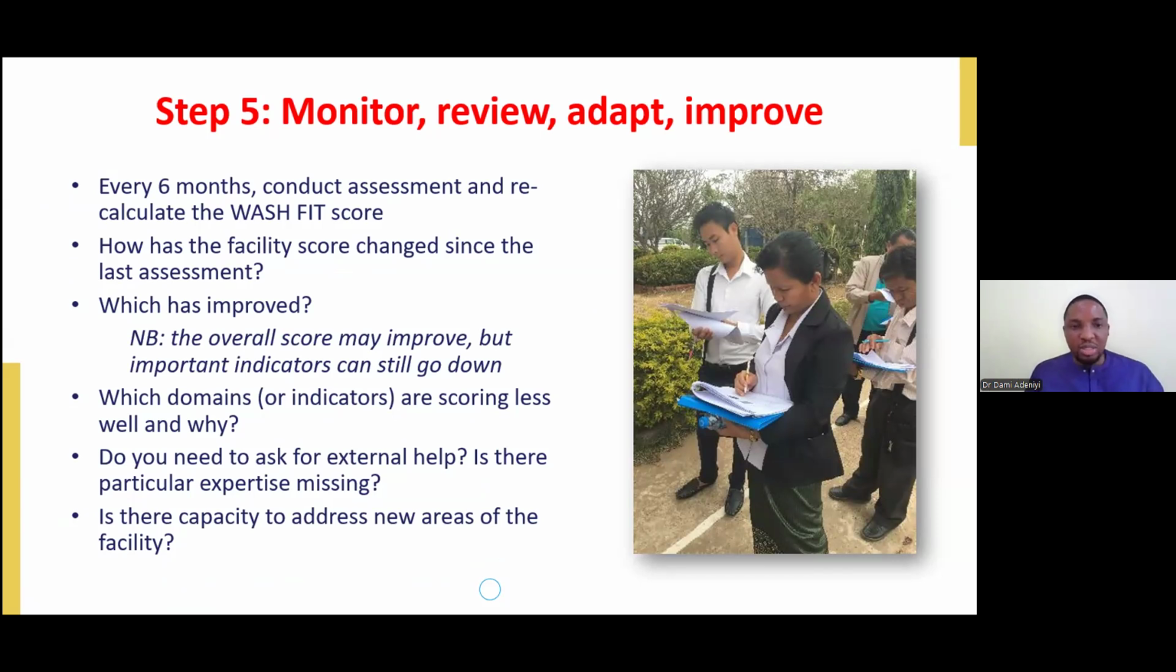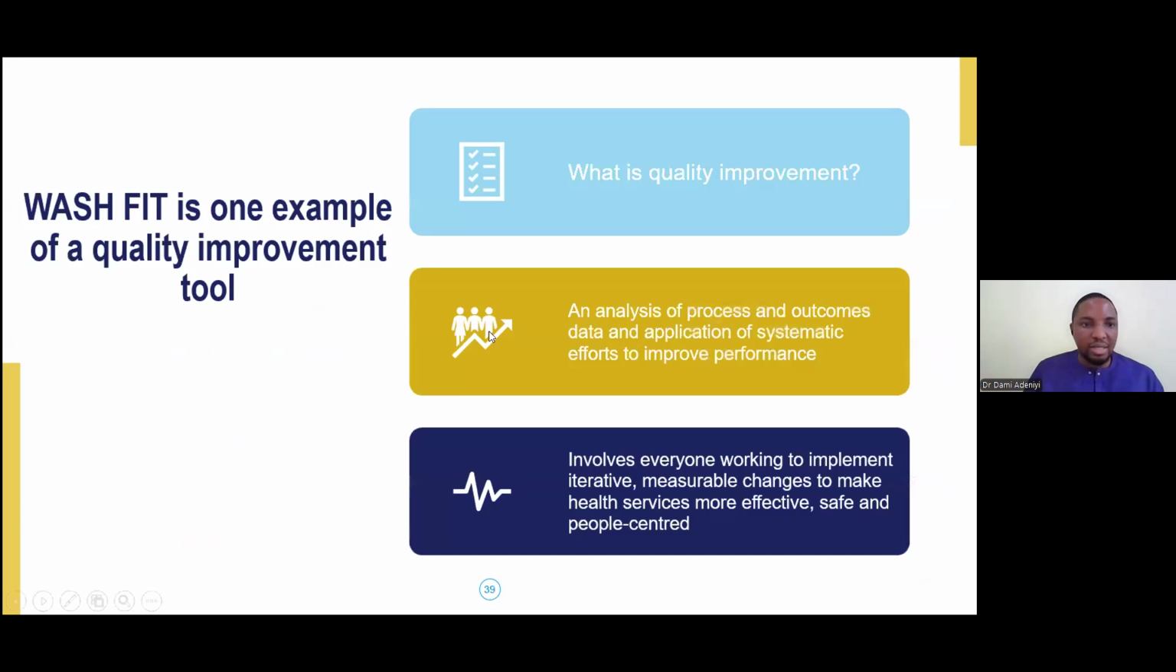And then it also means that when you want to commence the next cycle, you can decide to focus on other areas. So you need to ask questions like, which domains or which indicators are scoring less well, and why do they have lower scores? Do we need to get external help? Do we have the capacity to address some of these areas where there are gaps? So these are some of the things that step 5 helps you to assess.